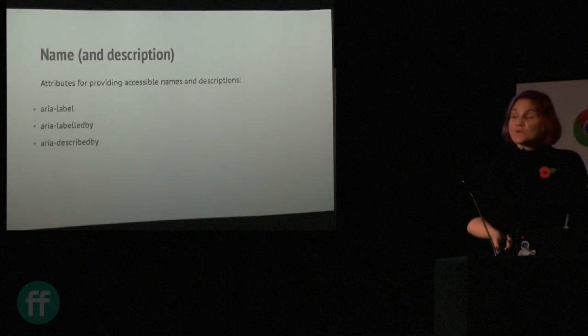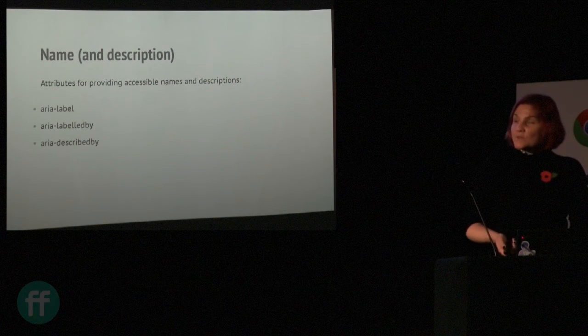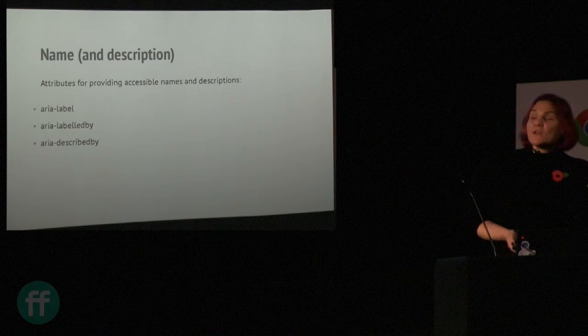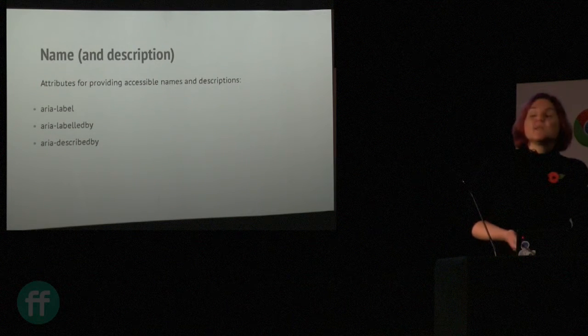It also has some attributes for providing name and description. We looked at a couple of examples of things that had accessible names earlier in the slides. And the ARIA label and ARIA labeled by attributes let you provide accessible names for objects. If you need to provide a little bit more descriptive information, perhaps some formatting information on an input field where you need something to be entered in a particular format or style, you can use ARIA described by just to add an accessible description to a particular object.